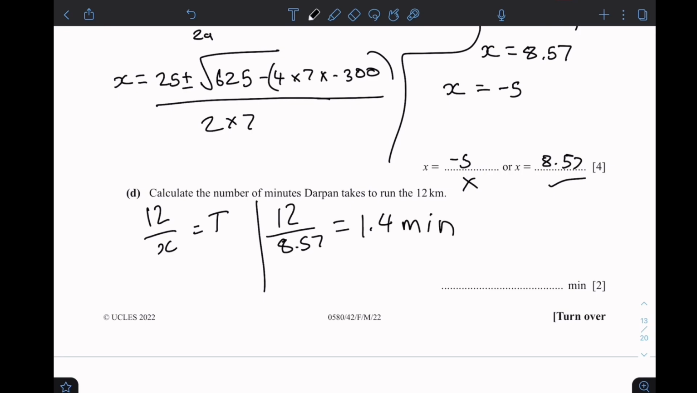No, sorry. This is the hours, okay? So what you can do, you can just convert 1.4 hours, and that will give us 1 hour and 24 minutes. So that is equal to 60 plus 24, which is 84 minutes.